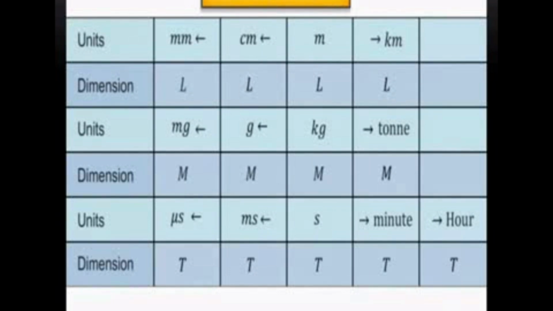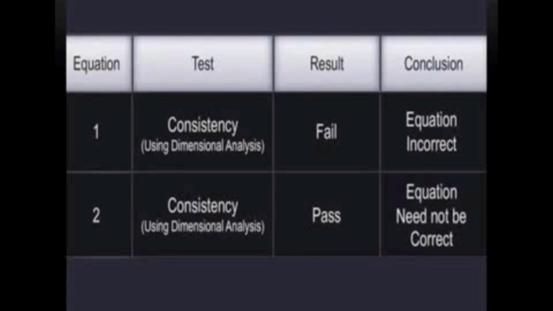So unit conversion. How to convert units from millimeter to centimeter, centimeter to meter, meter to kilometer. Okay, the dimension for length is L, mass is M, time period is T. So how to convert from the equation? You can see that. The last one is testing consistency.